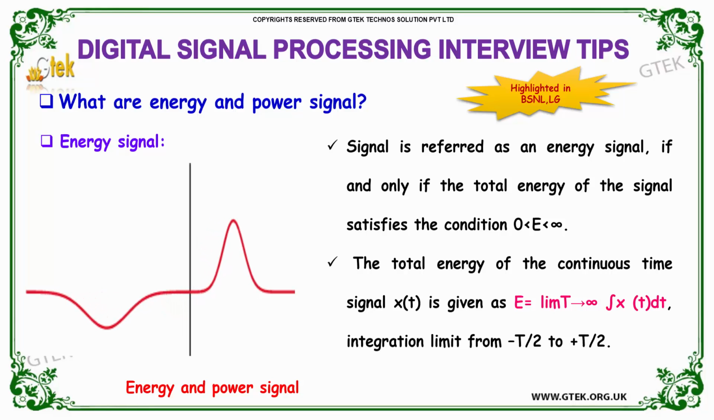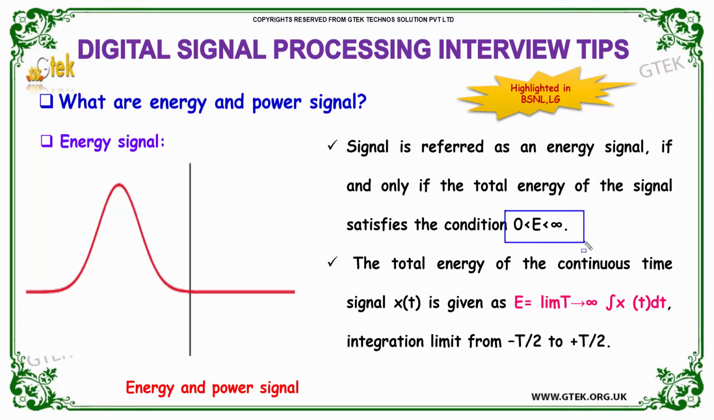Let's move on to the next question. What are energy and power signals? An energy signal is a signal if and only if the total energy of the signal satisfies the condition. The condition is nothing but 0 less than E less than infinity.